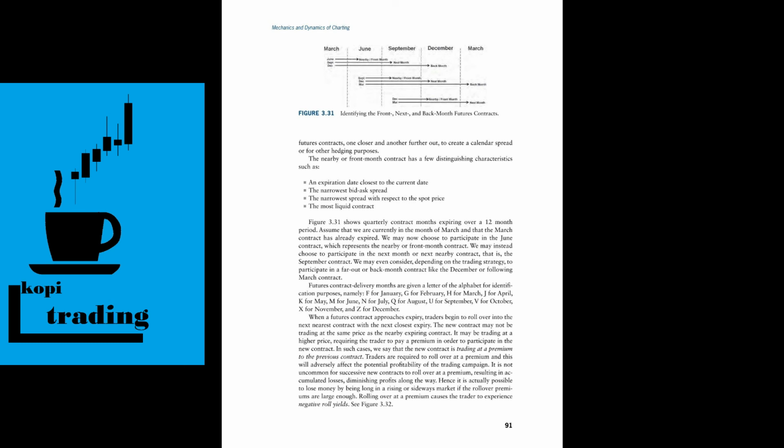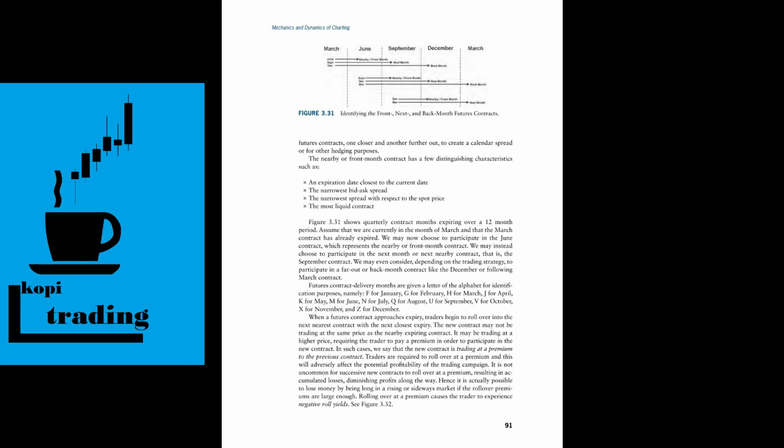When a futures contract approaches expiry, traders begin to roll over into the next nearest contract with the next closest expiry. The new contract may not be trading at the same price as the nearby expiring contract. It may be trading at a higher price, requiring the trader to pay a premium in order to participate in the new contract. In such cases, we say that the new contract is trading at a premium to the previous contract.